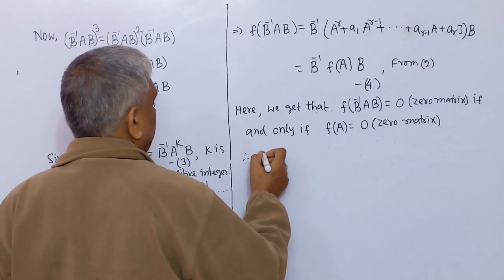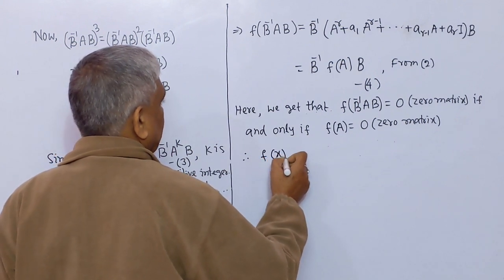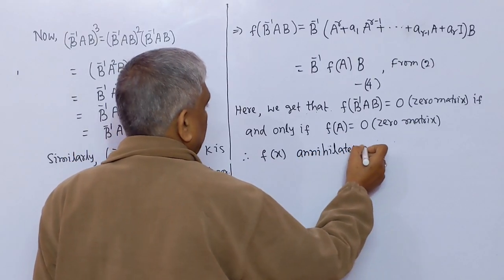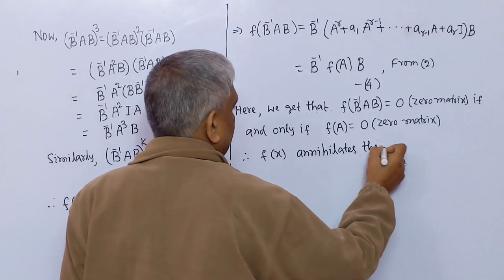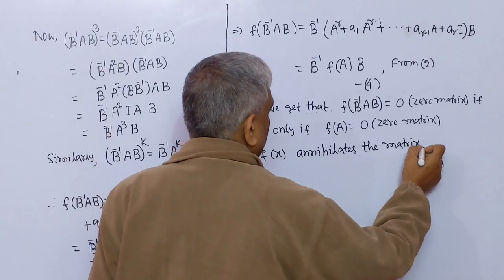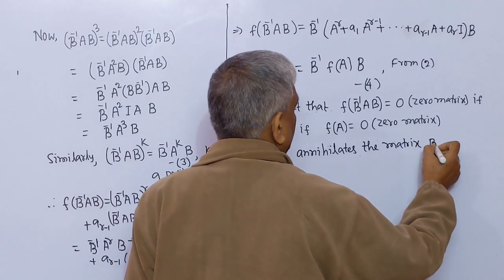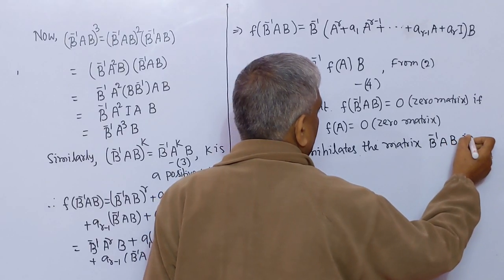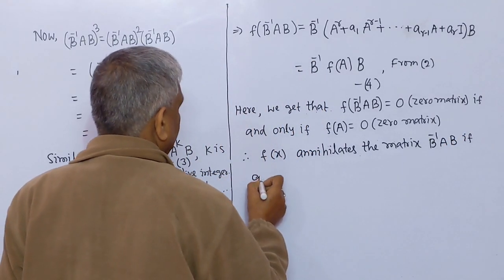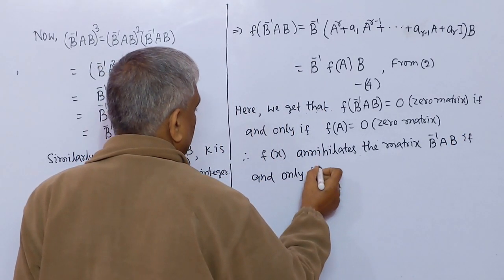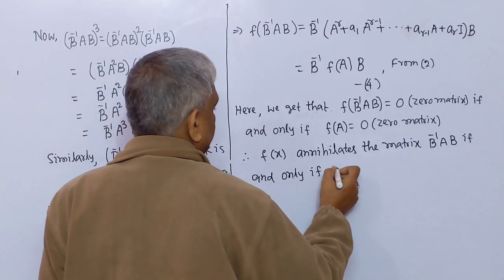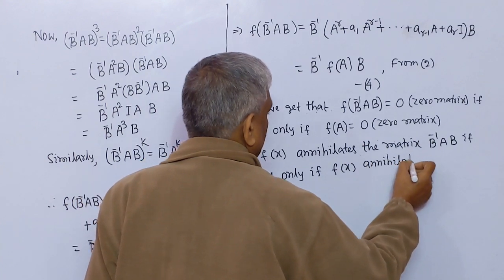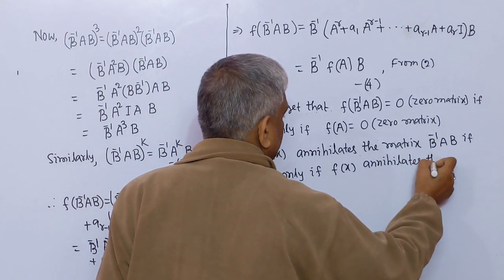Therefore, f(x) annihilates the matrix B inverse AB if and only if f(x) annihilates the matrix A.